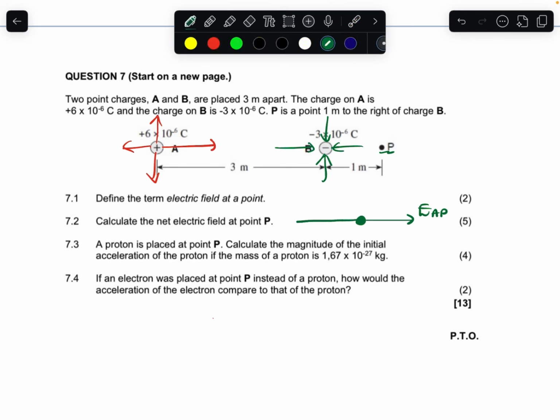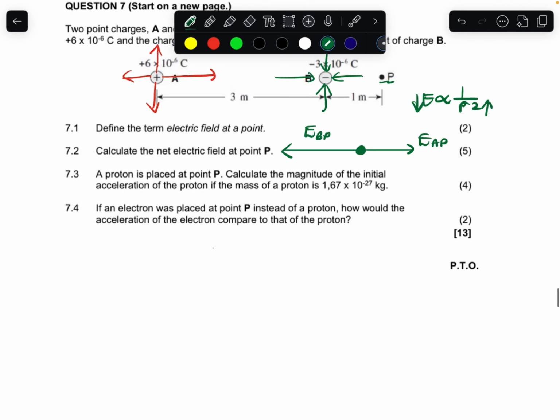So it's going to be bigger than that one because of the distance. So it's the electric field of what? Of B on P. Remember, why is it going to be bigger? From the formula, the bigger the distance, the smaller the electric field, right? All right, as we see, the net electric field is going to go in this direction.